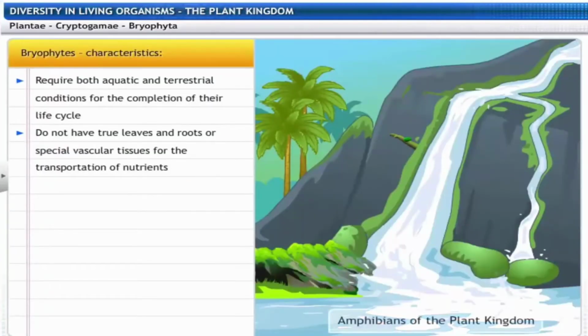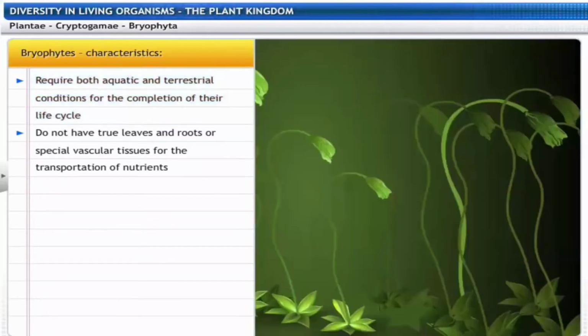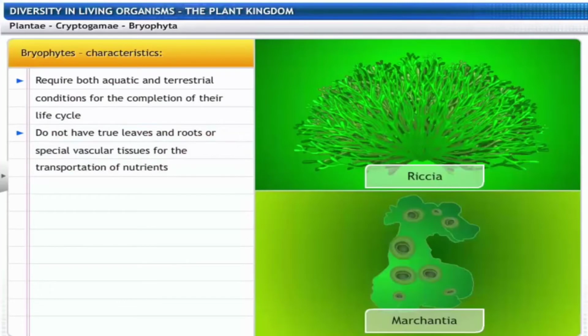Bryophytes are called the amphibians of the plant kingdom because they require both aquatic and terrestrial conditions for the completion of their life cycle. They do not have true leaves and roots or special vascular tissues for the transportation of nutrients. Riccia and Marchantia are some other examples of Bryophyta.